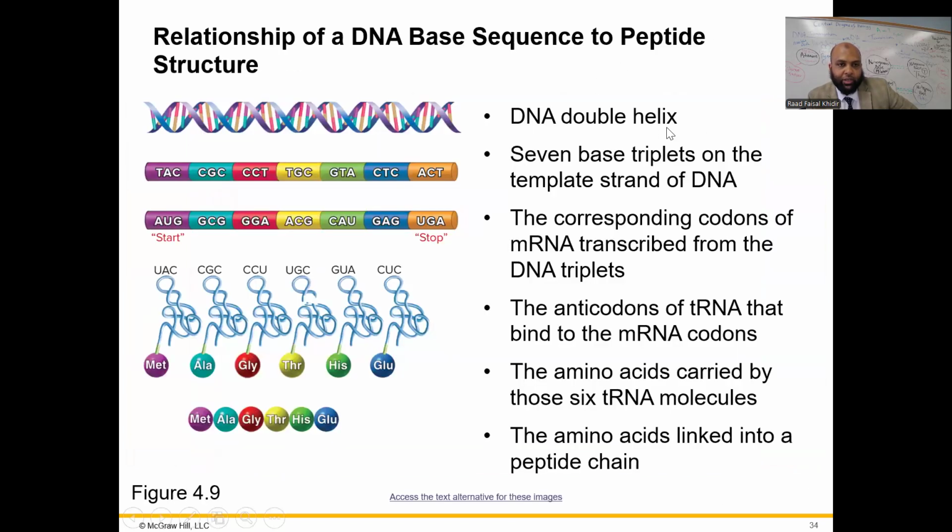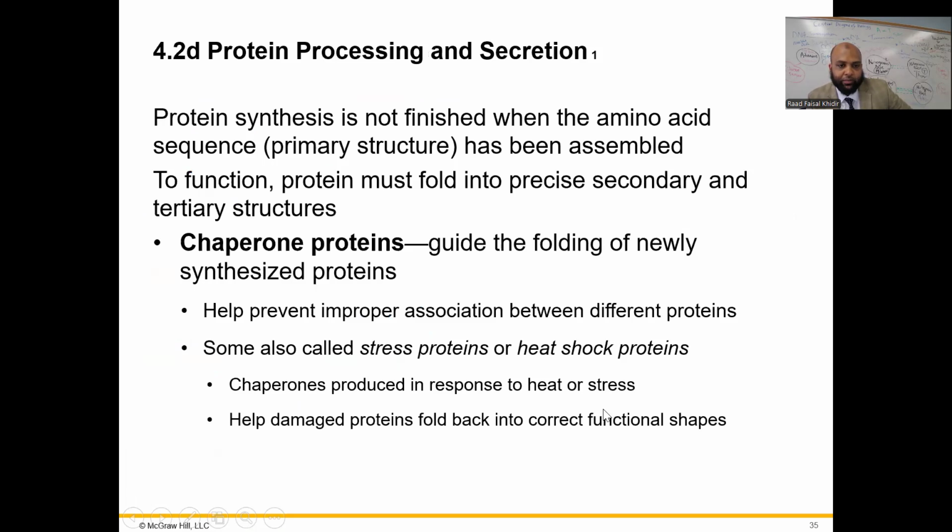And the DNA is a double helix. There are 7 base triplets on the template strand of the DNA, and the corresponding codons of the mRNA are transcribed from the DNA triplets. So each triplet is read, and then an anticodon is generated. And then the anticodons of the tRNA bind to the mRNA codons, and the amino acids are carried by the 6 tRNA molecules, and the amino acid is linked to the peptide chain.